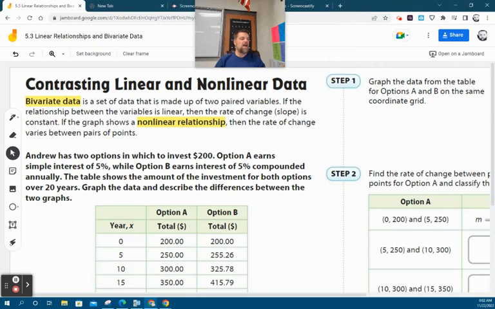Go, guys. All right. So on the board, somebody tell me what page this is. 142. So open your books to page 142.